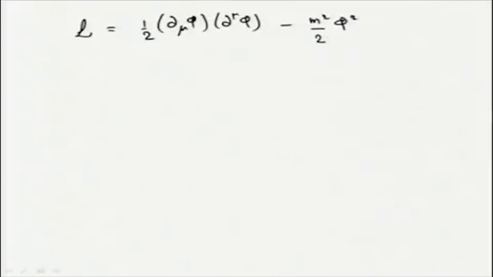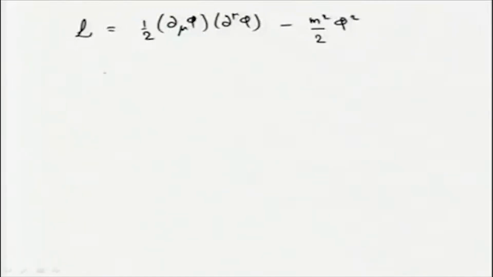Now, we will illustrate this in our situations. So, let us consider a particular Lagrangian density. I will write it as 1/2 ∂_μ φ ∂^μ φ minus m²/2 φ², for some field φ, where φ is some function of x^μ.